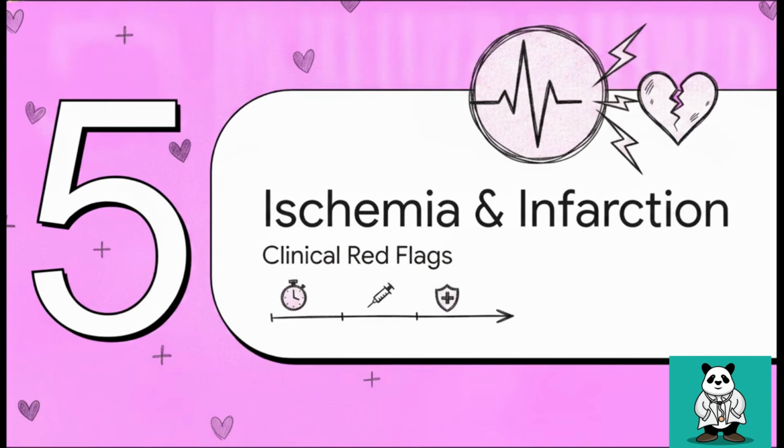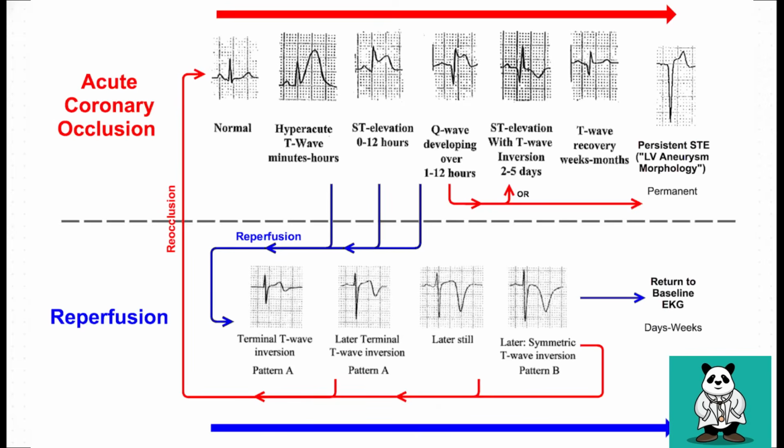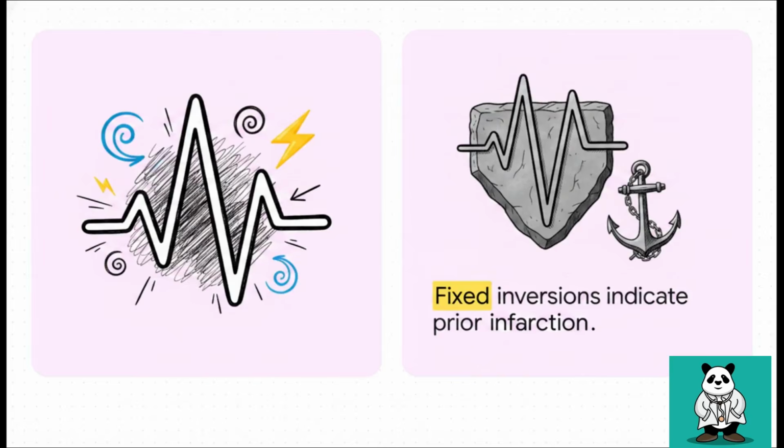Section 5. Myocardial ischemia and infarction, the clinical red flags. So the absolutely crucial point here is distinguishing between an active, ongoing event and the permanent scars of a past injury. Dynamic T-wave inversions, meaning they change over time or fluctuate with symptoms, are seen with acute myocardial ischemia. It means the event is happening right now. Conversely, fixed T-wave inversions that simply do not change are typically seen following an infarction. You'll usually see these fixed inversions permanently tattooed on the ECG, almost always sitting alongside pathological Q waves.